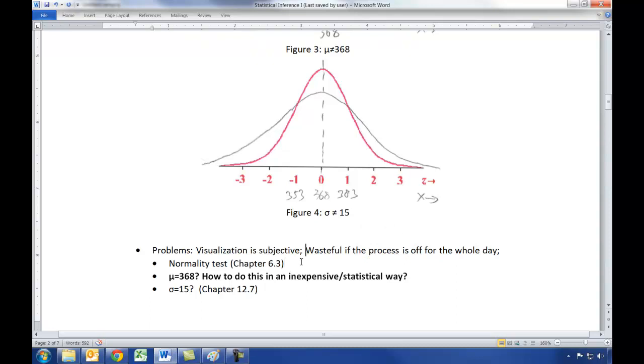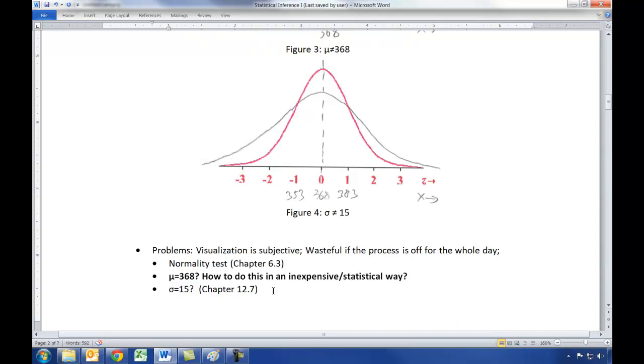So in this lecture, we're going to cover a statistical and inexpensive way of testing whether the mean is equal to 368. That implies we need to make the assumption that it follows a normal distribution, and we also need to make the assumption that we know the standard deviation is equal to 15.